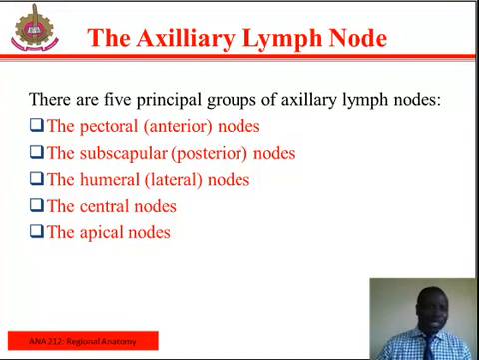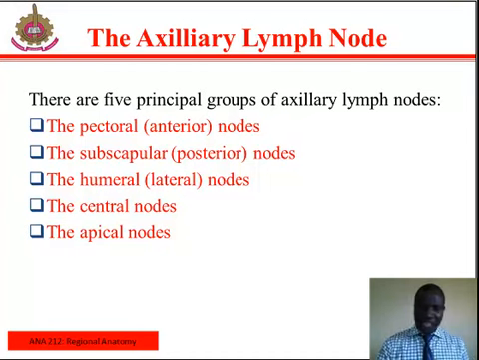The subscapular, that is the posterior nodes, consist of 6 or 7 nodes that lie along the posterior axillary fold and subscapular blood vessels. These nodes receive lymph from the posterior aspect of the thoracic wall and scapular region.